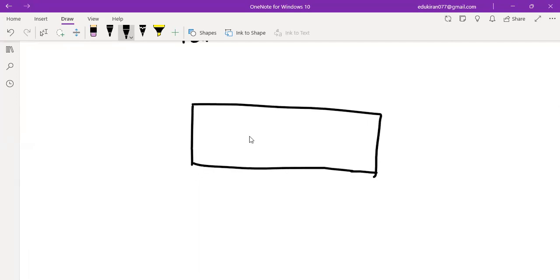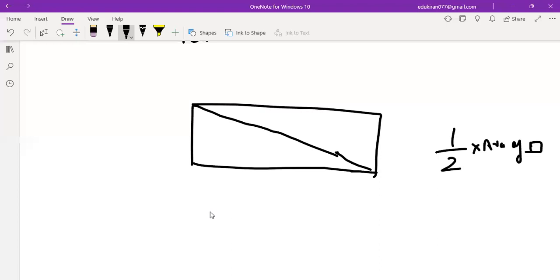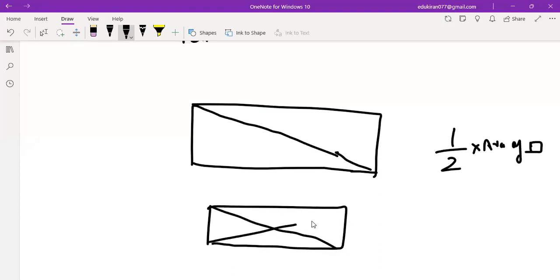See, when I was drawing it like this, I was dividing the rectangle into 2 parts. That's why I wrote half multiplied by area of rectangle. But now, at the same rectangle, I am dividing into 4 parts. Right? 1, 2, 3, 4. So, I will write 1 upon 4 multiplied by area of rectangle. Clear?